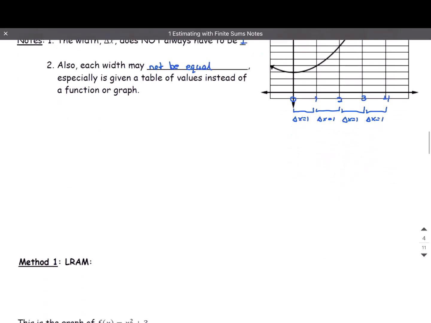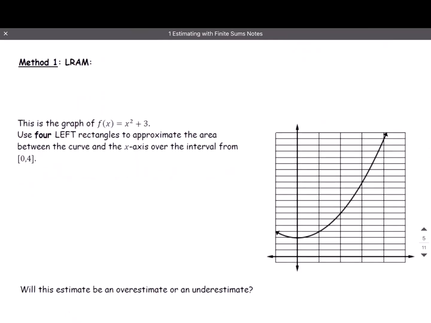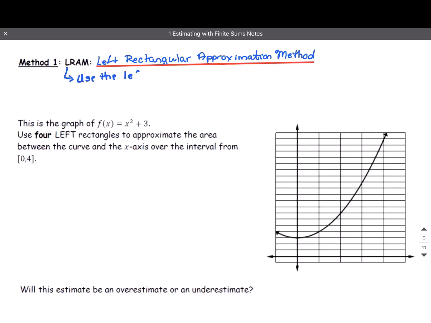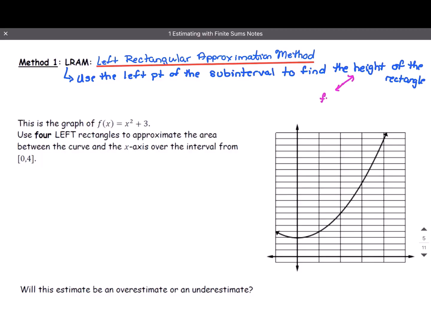Now, how do we go about doing this? Well, there are several methods. The first one is abbreviated LRAM. That stands for Left Rectangular Approximation Method. In LRAM, we use the left point of the subinterval to find the height of the rectangle. Keep in mind that this height is the function value. So now here's the same graph of f of x equals x squared plus 3. This is the function, and we want to use 4 left rectangles. So we're going to have n equals 4.